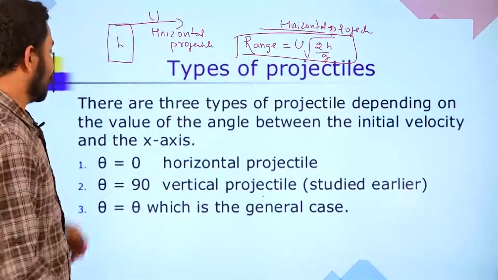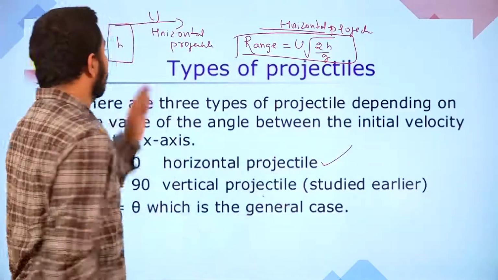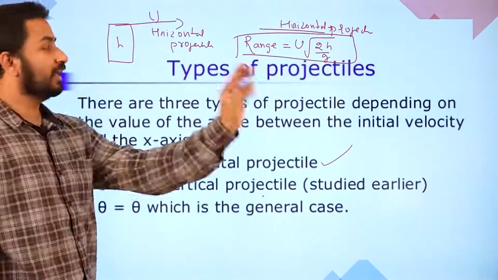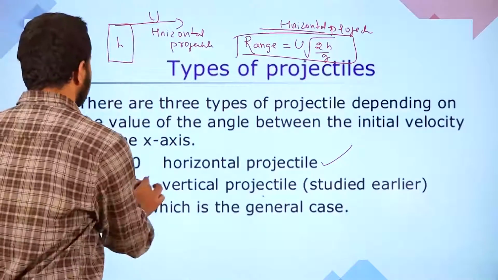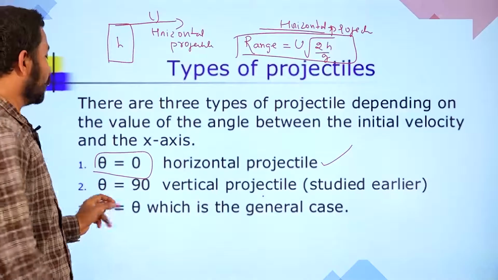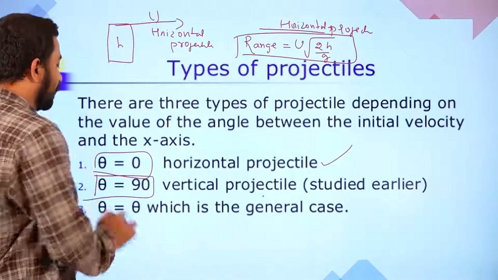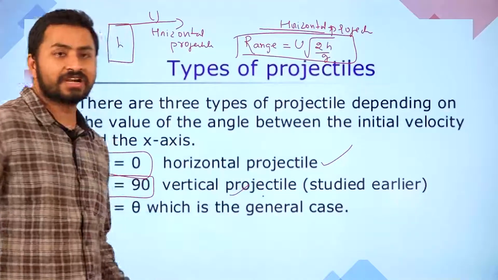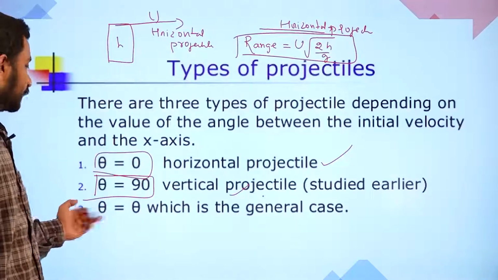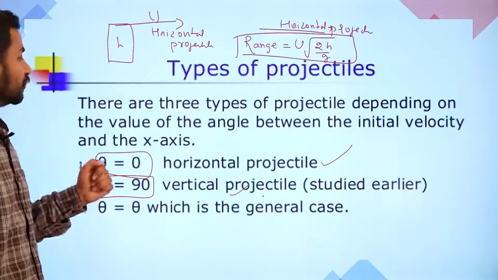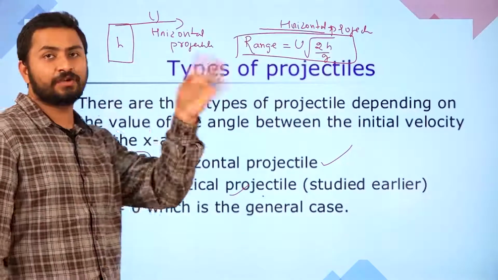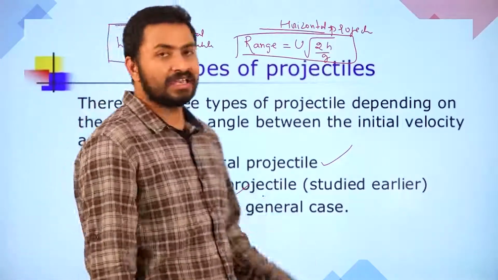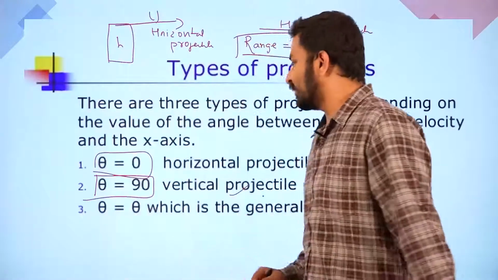This I hope you can analyze. So this is the horizontal projectile. From the top of a tower, I am projecting it horizontally. My theta will be 0 here, my dear student. Now, if I project it vertically, my theta will be 90 degrees, right? This case we have already studied in our previous chapter. Now, theta is the most general case. I project it from any angle, and this is the case generally which we analyze.